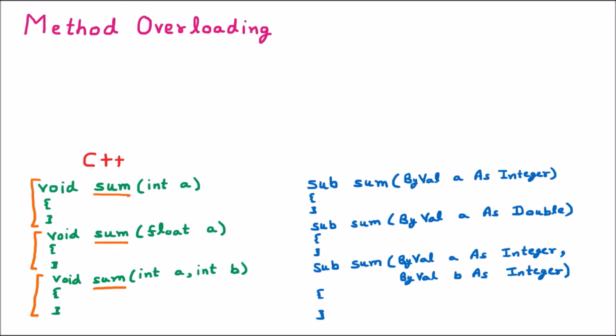But to use method overloading, there is a restriction. Either the argument number can be different or the type can be different. So to understand that, we are taking the example here. We can see that if we talk about the example of C++, the name is the same. So everywhere we are finding sum.